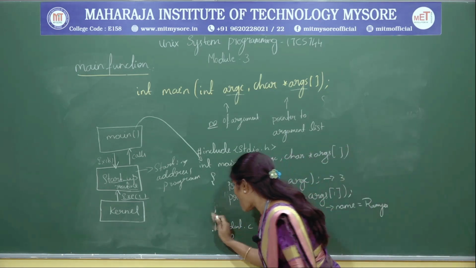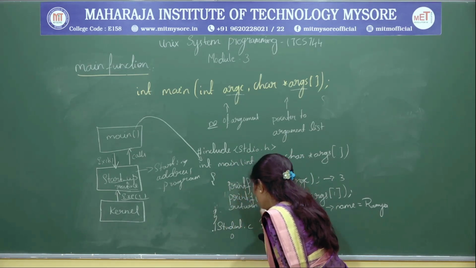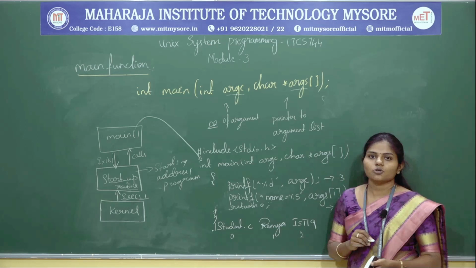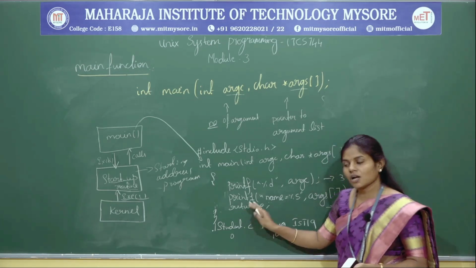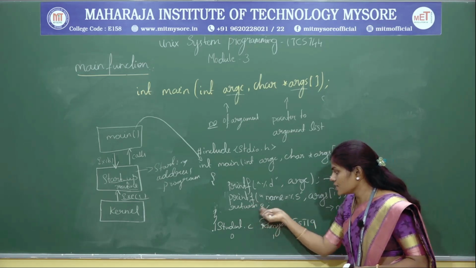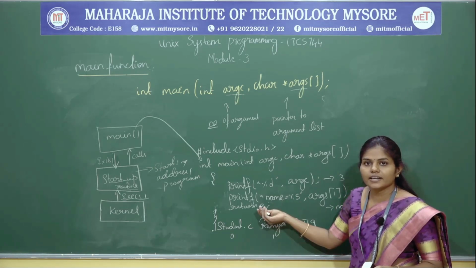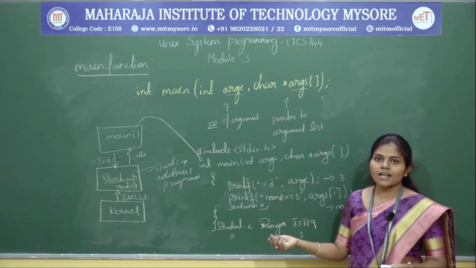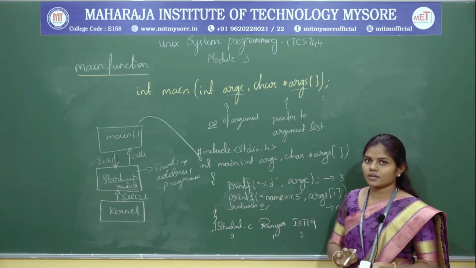So what you have to do? You have to return some value, either by using the return statement or by using the exit function. See here, return 0. So 0 indicates that it is successful. If it is returning a non-zero value, then it indicates that there is a problem.